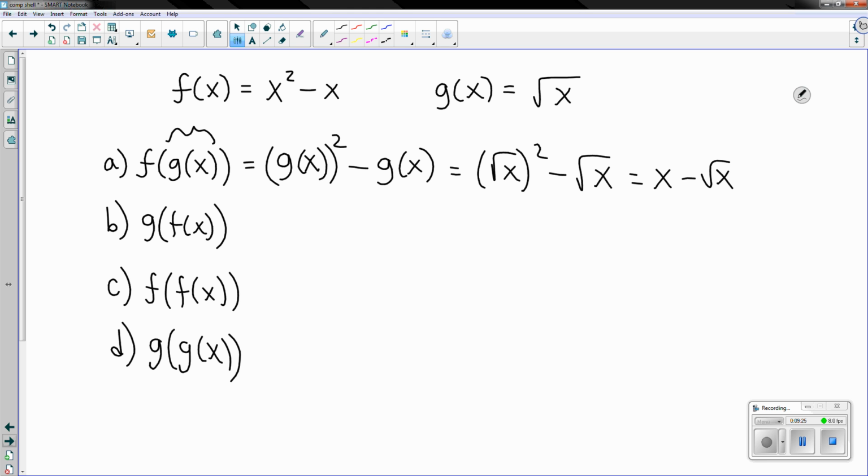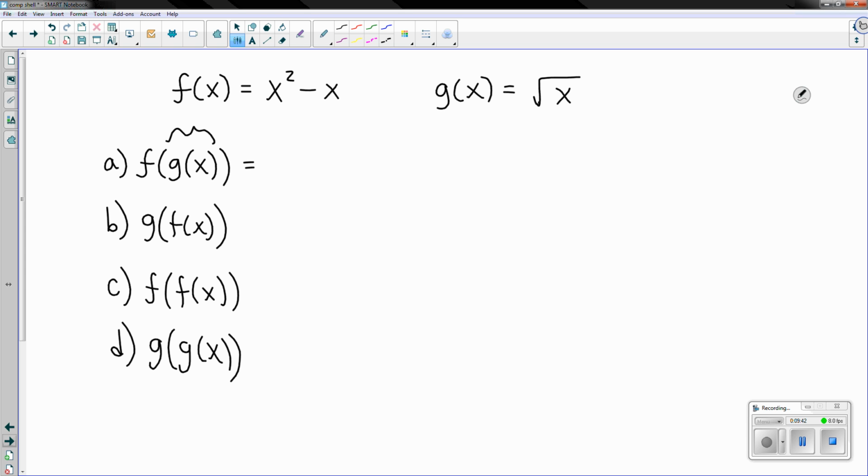So you can compose with the actual function notation in the expression and then replace that function notation with the equivalent algebraic expression that is given to you and then work from there. So that's another alternative route that we can do to get our final answer. So we know the first one is X minus square root of X. The next one, G of F of X. So F of X is X squared minus X. So I have to plug in X squared minus X to G of X.